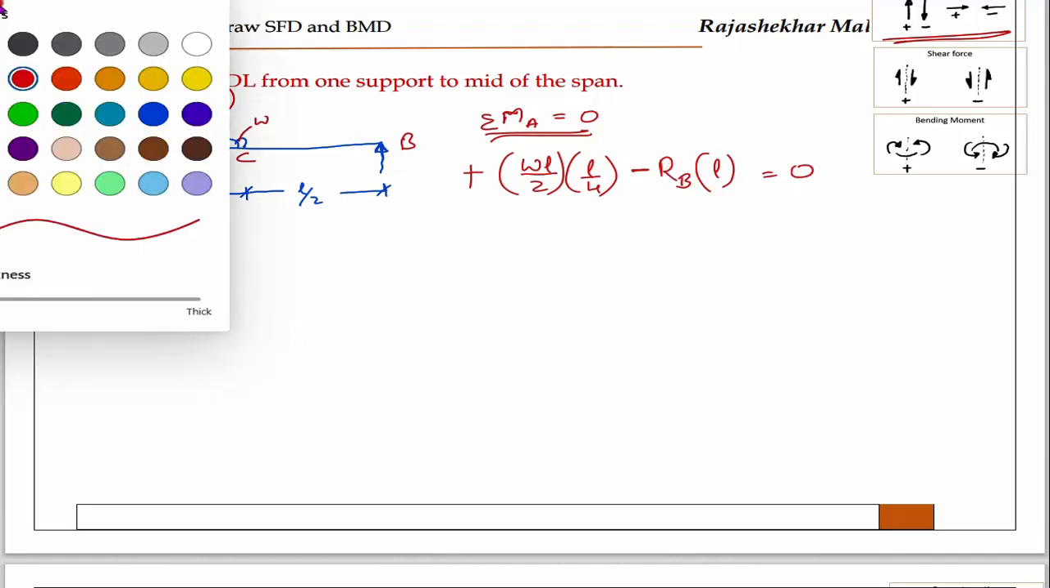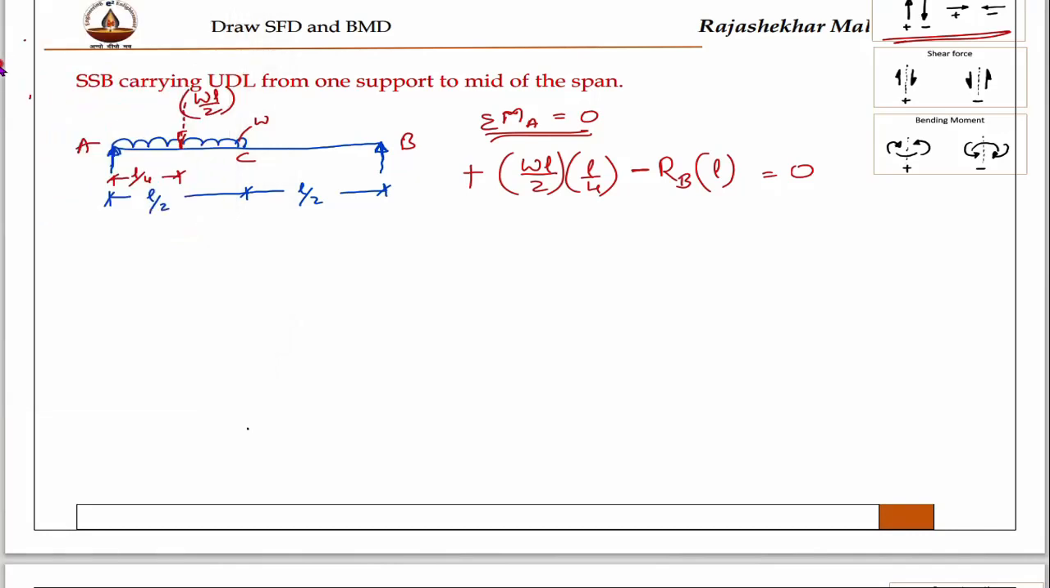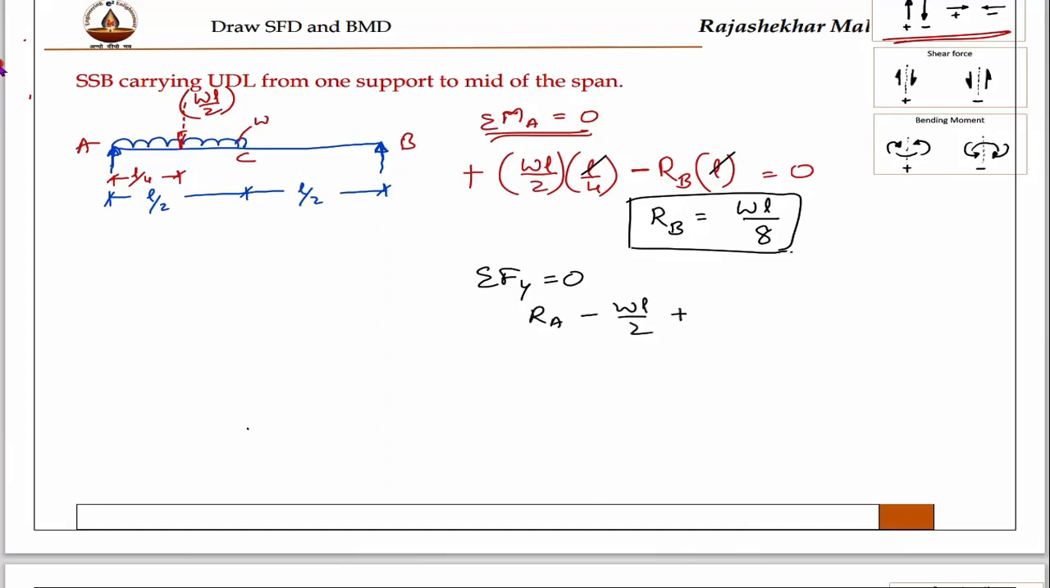Now you can take a common of L, and you can cancel one L. This L and this L cancel. Then RB is equal to WL by 8. This is WL into 4 into 2, 8. This is RB. Okay. Now summation of Fy equal to 0. Summation of Fy equal to 0 means this is RA upward minus WL by 2 plus RB. RB is WL by 8 equal to 0.